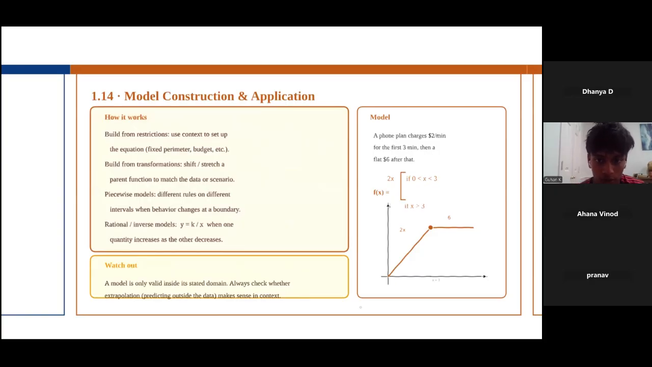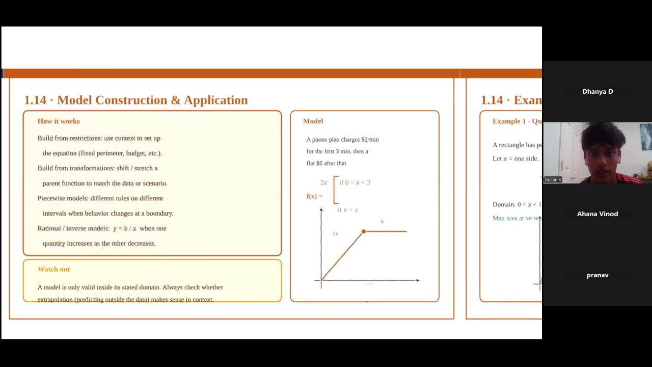So here's a model, for example. A phone plan charges $2 a minute for the first 3 minutes, right? And that's just linear. So by minute 1, it's going to charge $2, then $4 at minute 2, then $6 total at minute 3 since it's increasing by 2. And after minute 3, minute 4, and so forth, it's just a $6 fee.